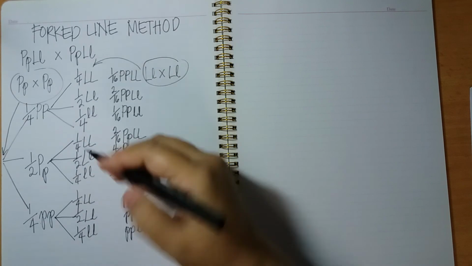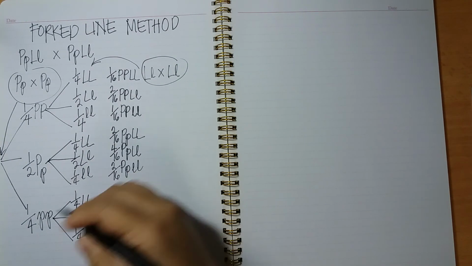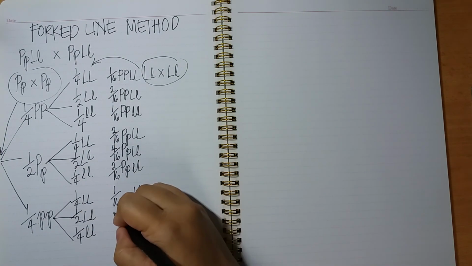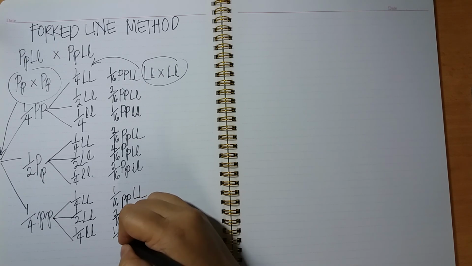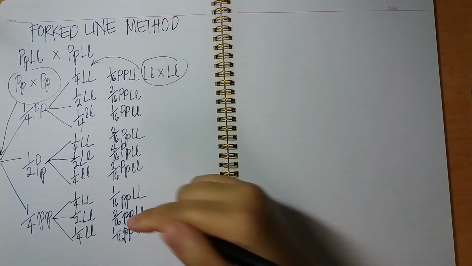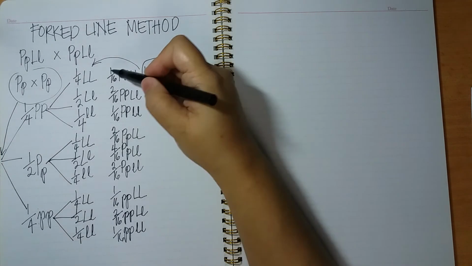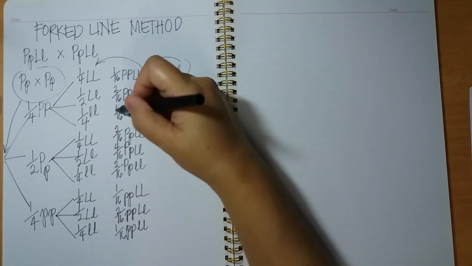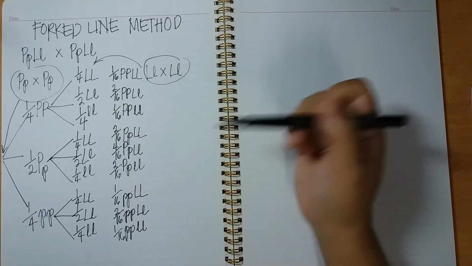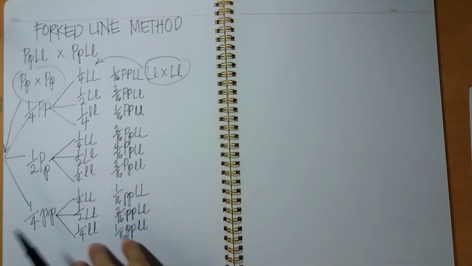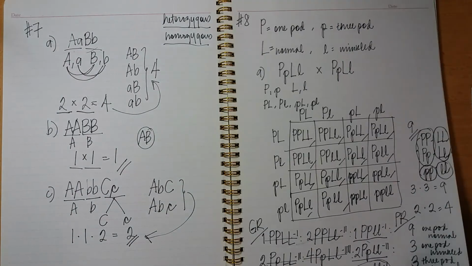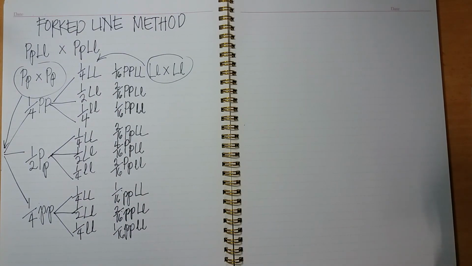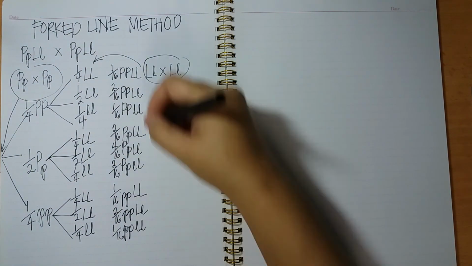Okay? 1/4 times 1/4 is 1/16. 1/4 times 1/2, 1/8 is 2/16. And then 1/4 times 1/4 is 1/16. So this is our genotypic ratio. 1:2:1, 2:4:2, 1:2:1. Consistent with, asan na yun? The one that we did with the Punnett square, right? Easier. So this is already your genotypic ratio.